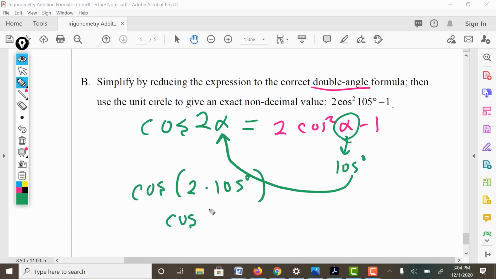2 times 105 is 210 degrees. This happens to, by the way, be in quadrant 3. Look at your unit circle. What is the cosine of 210 degrees? Negative radical 3 over 2.